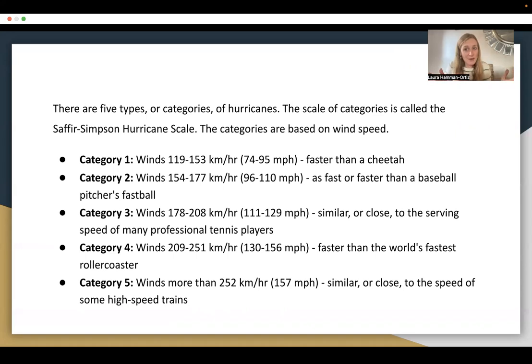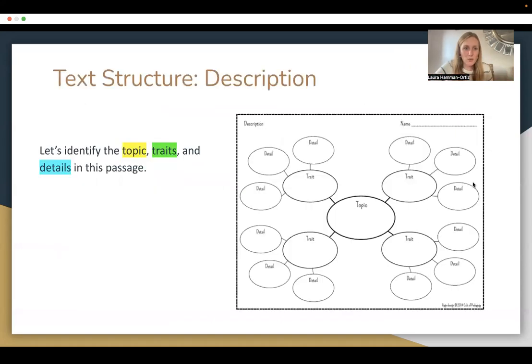So after reading this text with students, we then want to begin to identify the topic, traits, and details in this passage. This is something that I would recommend that you first do as a whole class, the first time they ever encounter a description and you're using a graphic organizer to break apart a text in this way. But then as you continue using these tools, students can begin doing these in small groups, and you can have students be applying this skill to other texts.